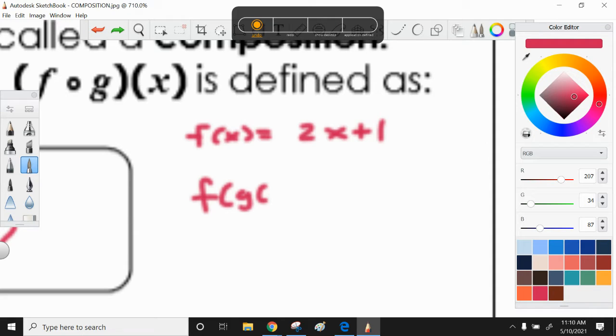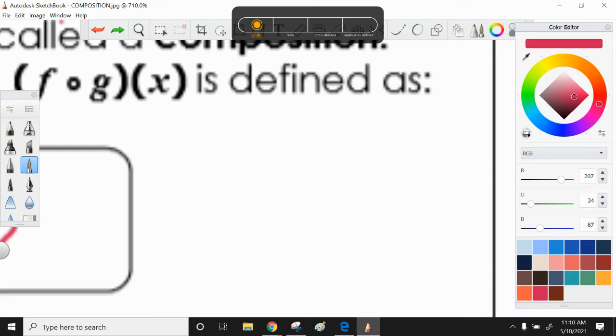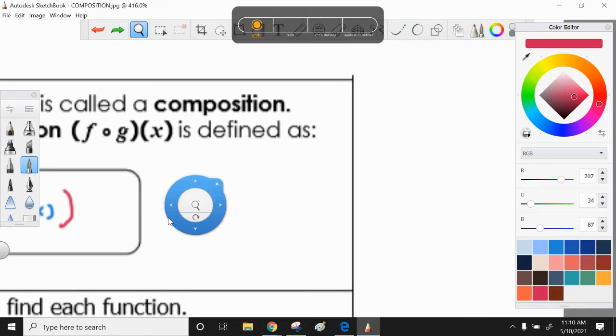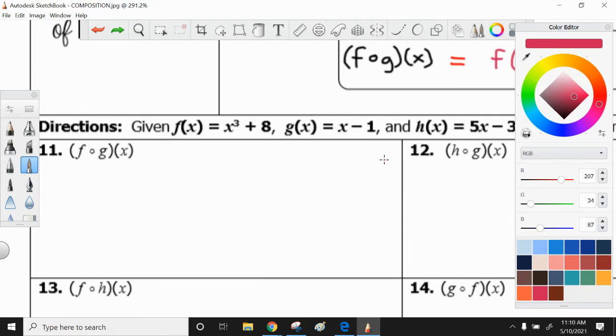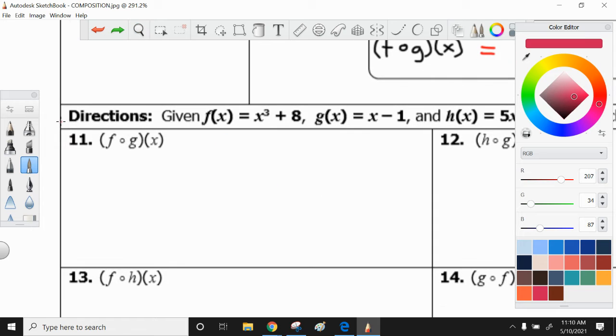And so then this 3x has to go into that x. A lot of this has to do with making sure that we write it neatly, that we carefully put one thing into the other thing. Once we do that, easy peasy. Now we've got f, g, and h, so let's make sure we get these all correct. I've got f of g.